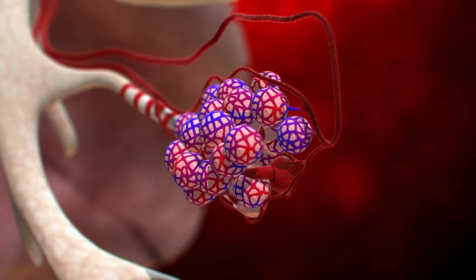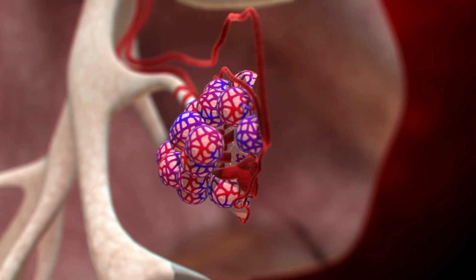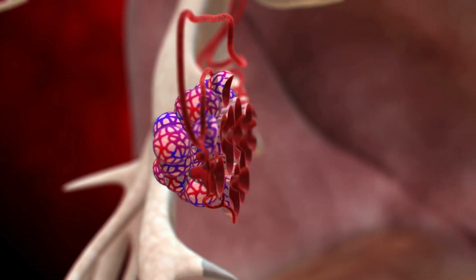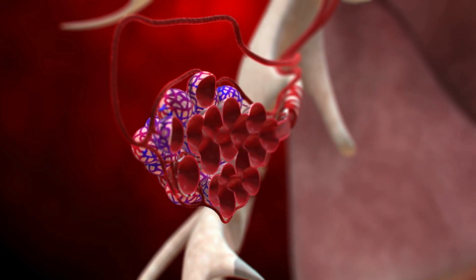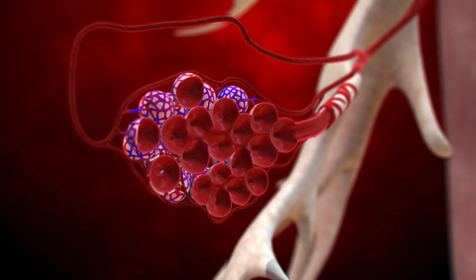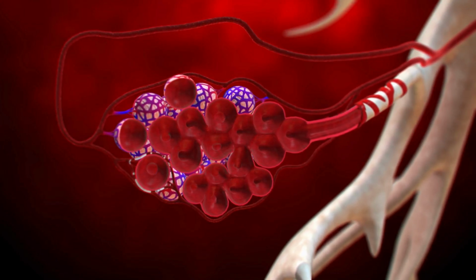A cross-section of an alveolus, plural, alveoli, reveals its structure and the key components that make it vital for gas exchange in the lungs. Here's what you would see in a cross-sectional diagram of an alveolus.